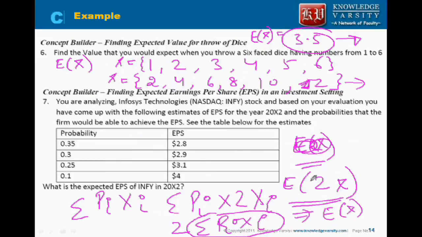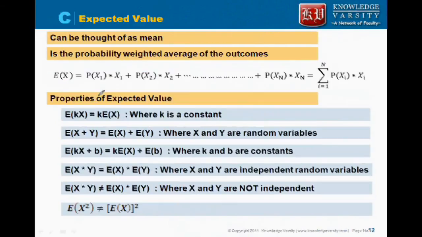So whenever you have x multiplied by a constant k, the outcome will become k times the expected value of x. This is one of the properties of expected value. So the expected value of kx is k times EX, where k is a constant. And the expected value of x plus y, when x and y are both random variables, is written as EX plus EY.